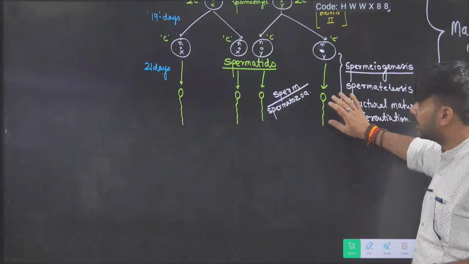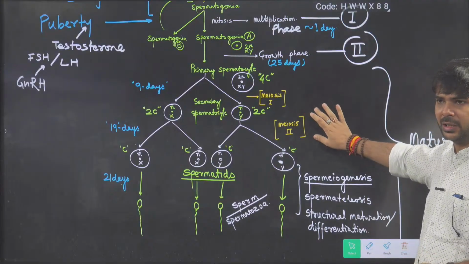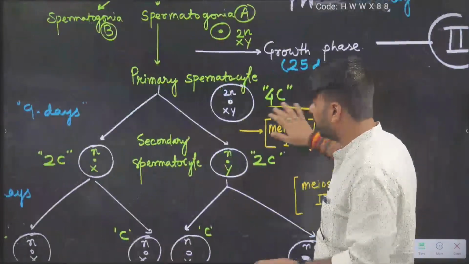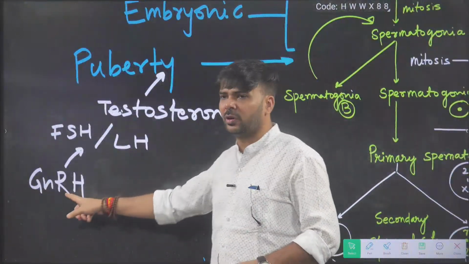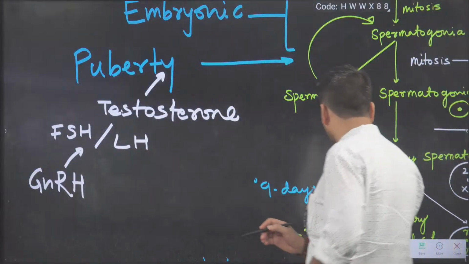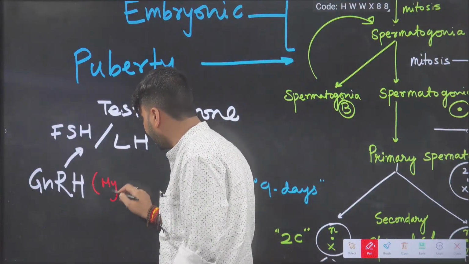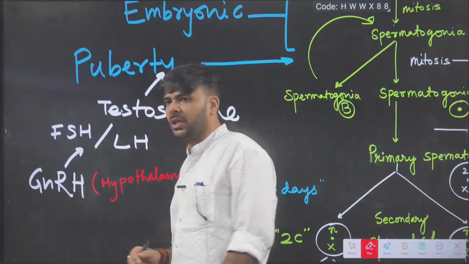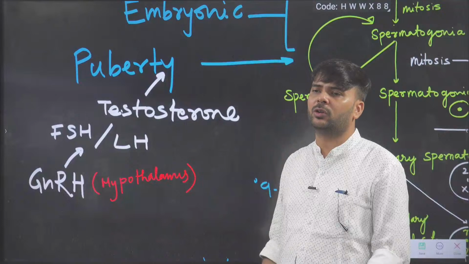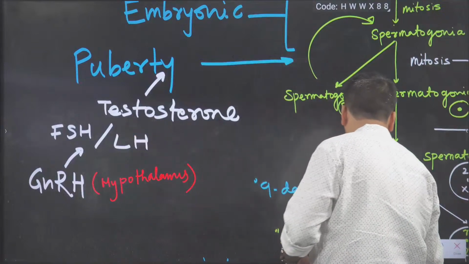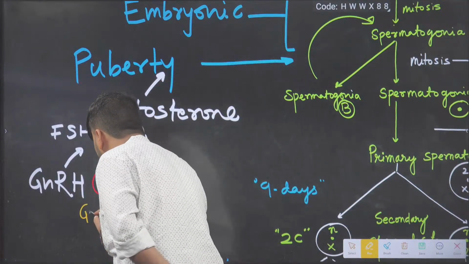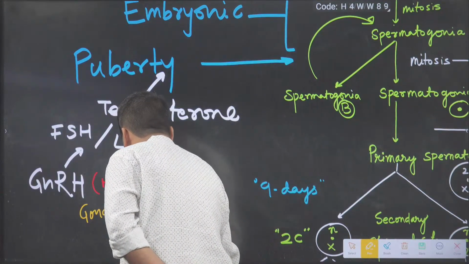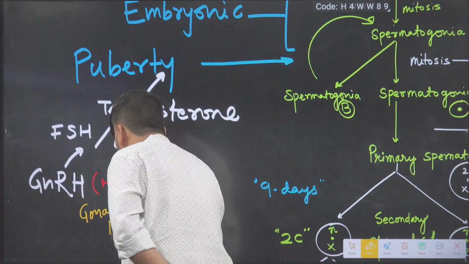Okay, so here again a summary, not in detail, in shortcut. Which hormone is responsible for puberty? Here you can see hormone GnRH from your brain, the hypothalamus. GnRH hormone from hypothalamus. GnRH full form is gonadotropin releasing hormone. If you want the full form, I can write gonadotropin releasing hormone.